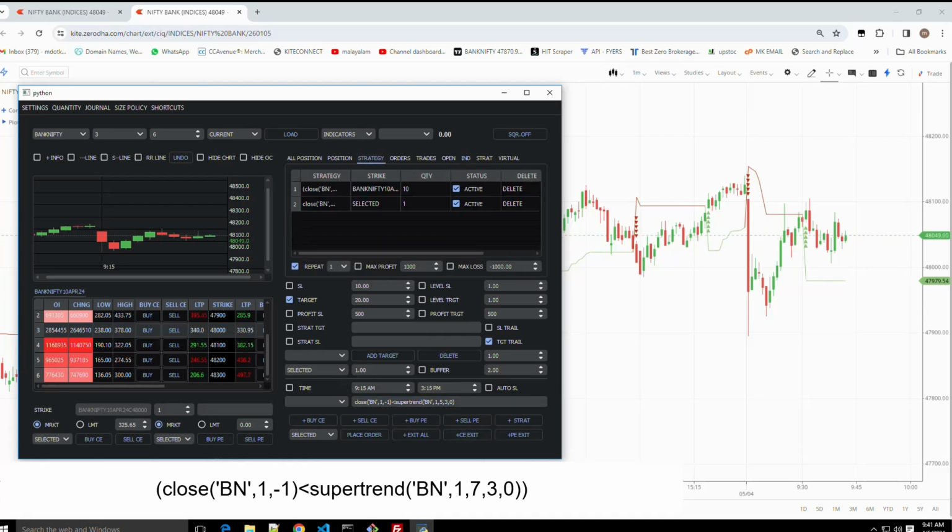So we have added two strategies, one for entry and another one for exit. Okay, I hope you understand how to add the strategy and how to add the exit strategy. I am deleting this.